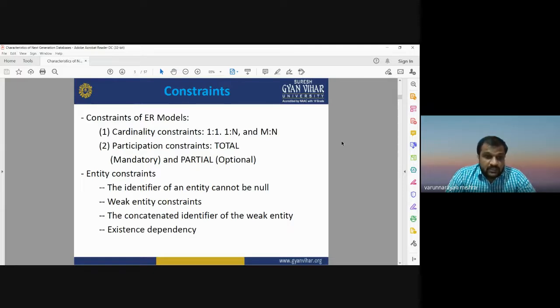Entity constraints: the identifier of an entity cannot be null, and there are weak entity constraints. The concatenated identifier of the weak entity, or existence dependency. So entity constraints may be defined on the basis of the identifier of that entity, and we have weak entity constraints, that is the concatenated identifier of the weak entity or existence dependency.